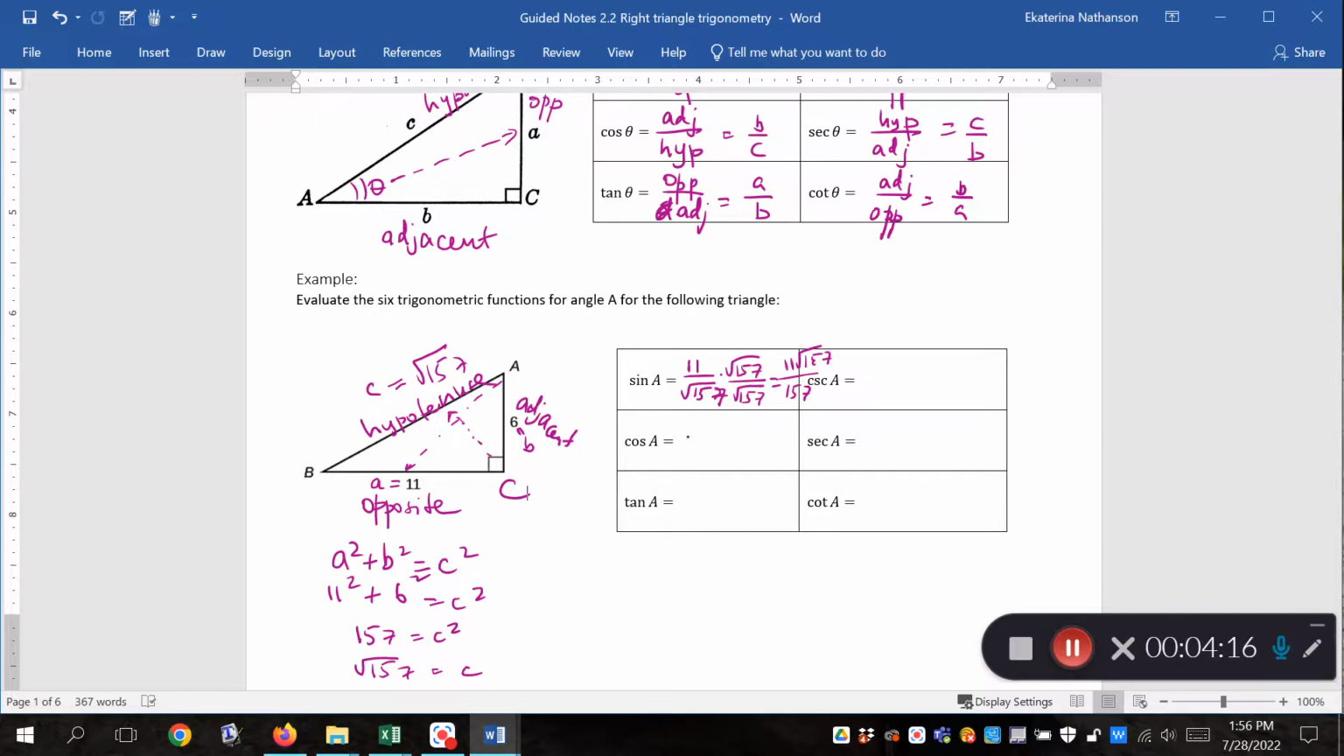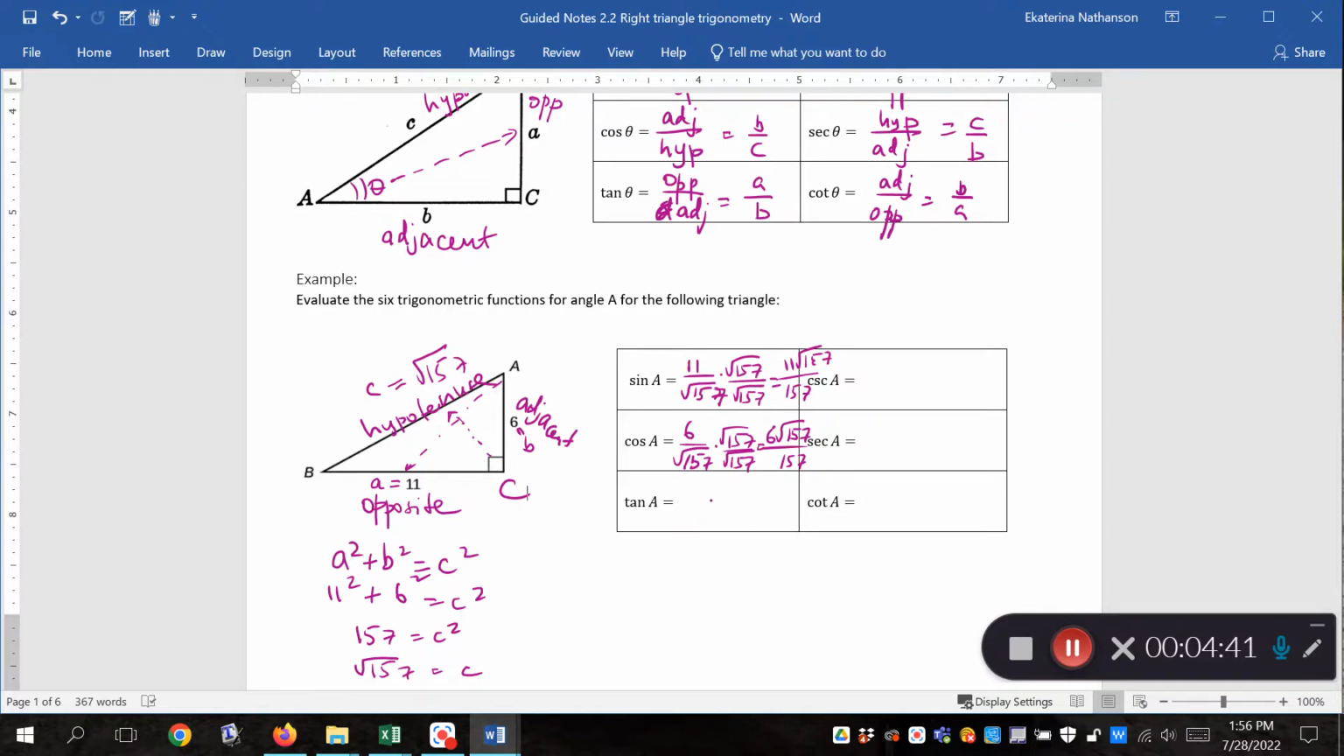Cosine is adjacent over hypotenuse. Adjacent is 6 over the square root of 157. Again, we're going to multiply top and bottom by the square root of 157 to get our final answer. We are rationalizing the denominator. So we get 6 square root of 157 over 157.